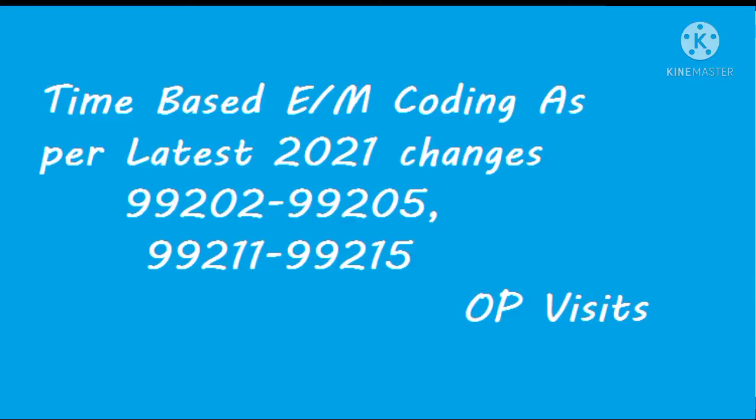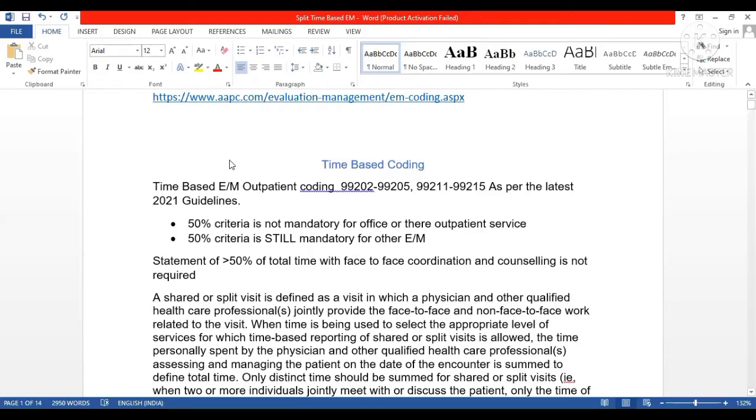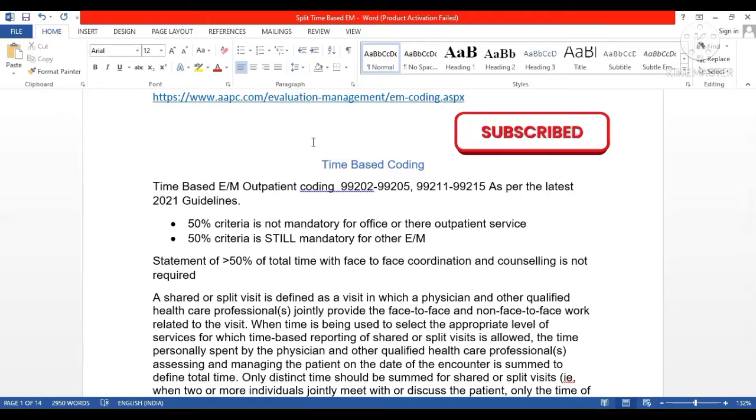Hello friends, today we will talk about time-based coding as per the latest E&M guideline changes. I will show you some examples as well. While doing the coding in E&M according to time, the time-based E&M outpatient codes are 99202 to 99205 and 99211 to 99215. These are the CPTs we use during coding the outpatient visits.